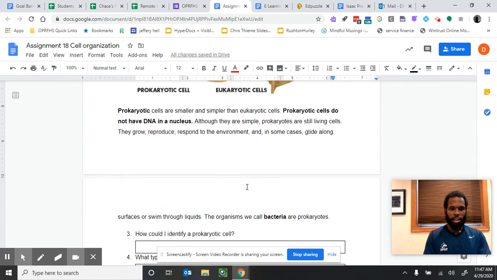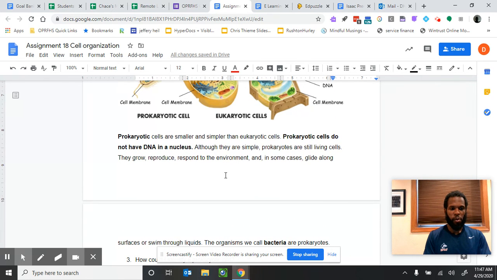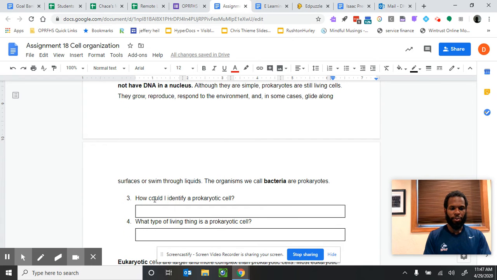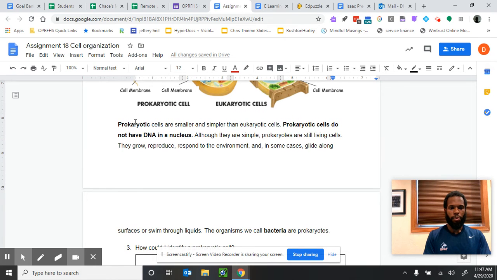Next section. Let's read the question first before we do the reading. Question 3, how could I identify a prokaryotic cell? And then what types of living things are prokaryotic cells? So how can we know what they are, and what types of things are they? Prokaryotic cells are smaller and simpler. Prokaryotic cells do not have DNA in a nucleus.